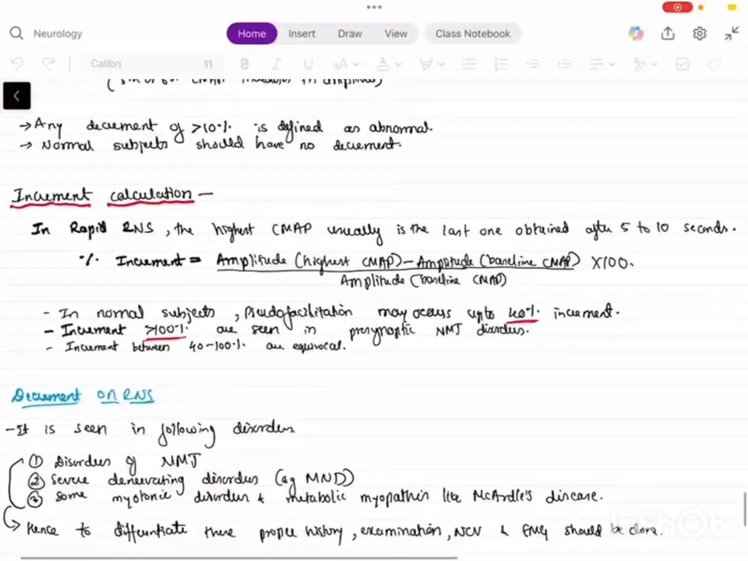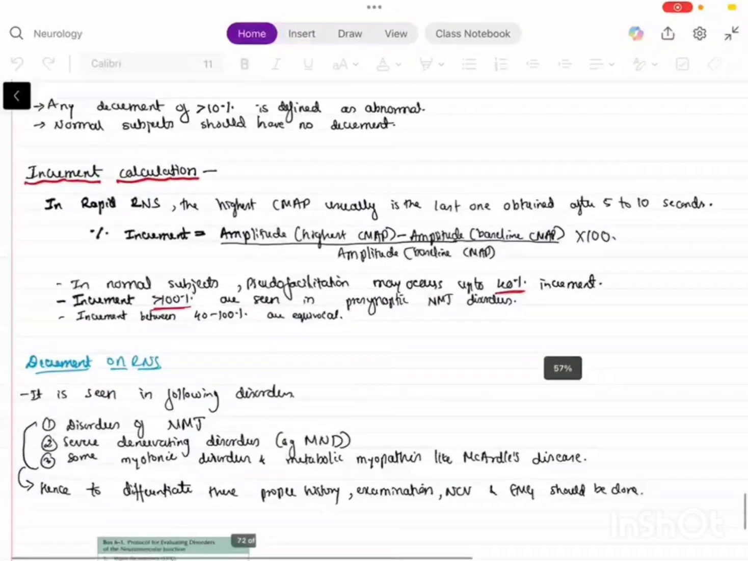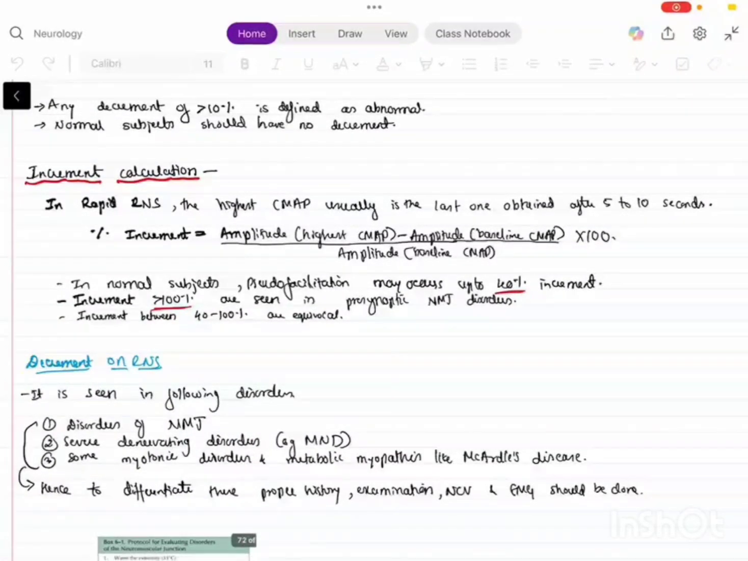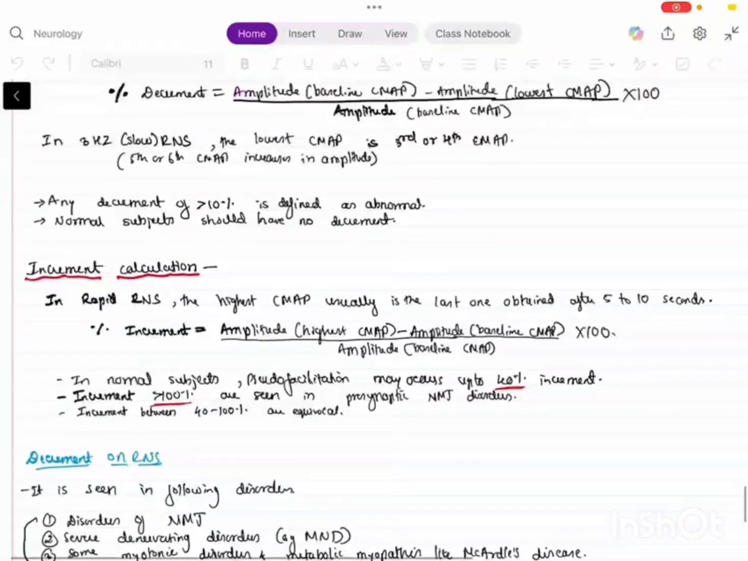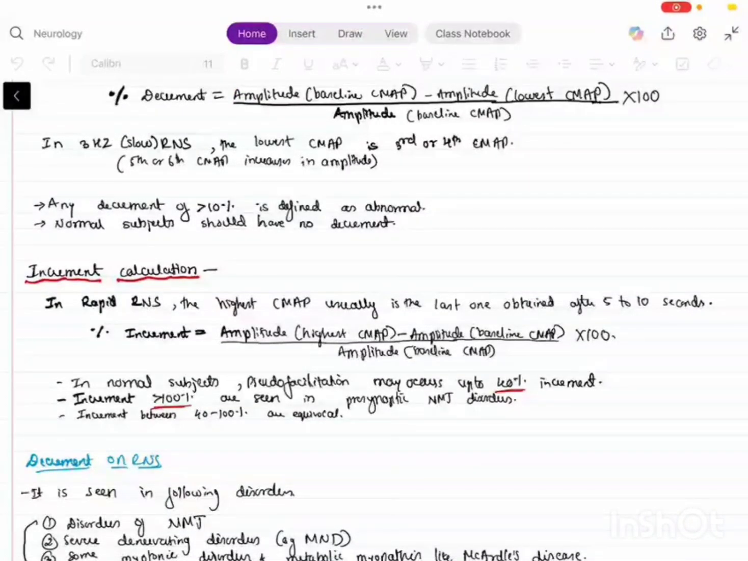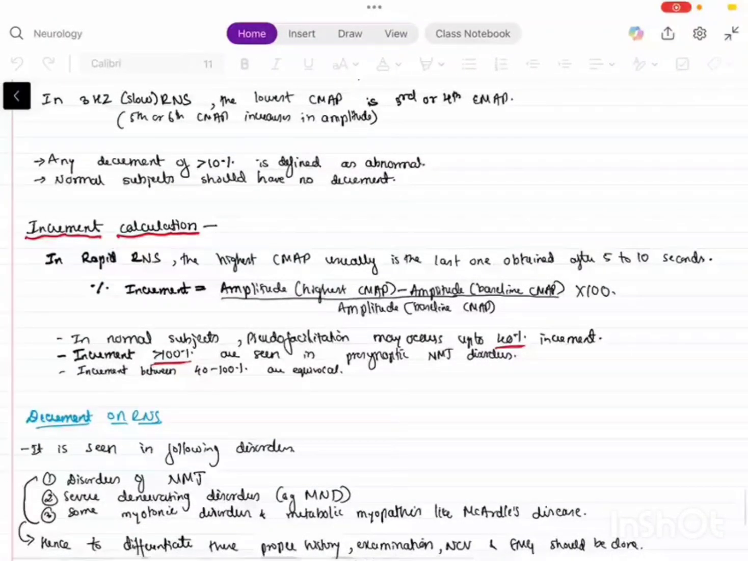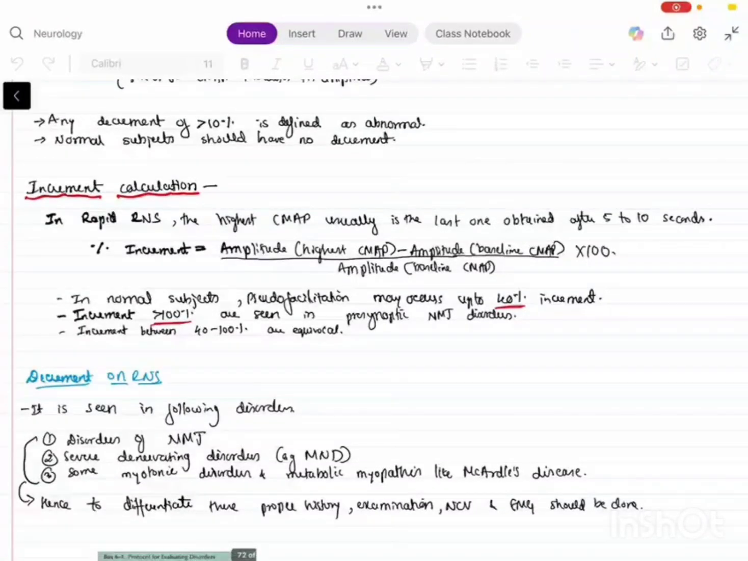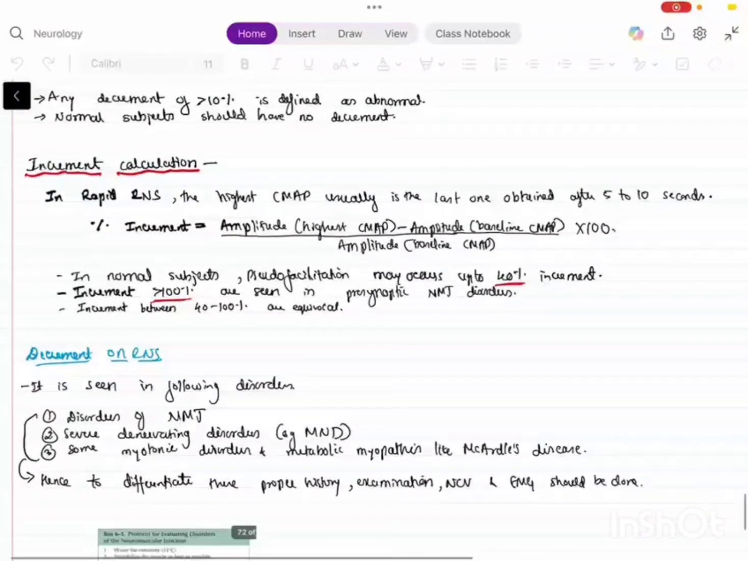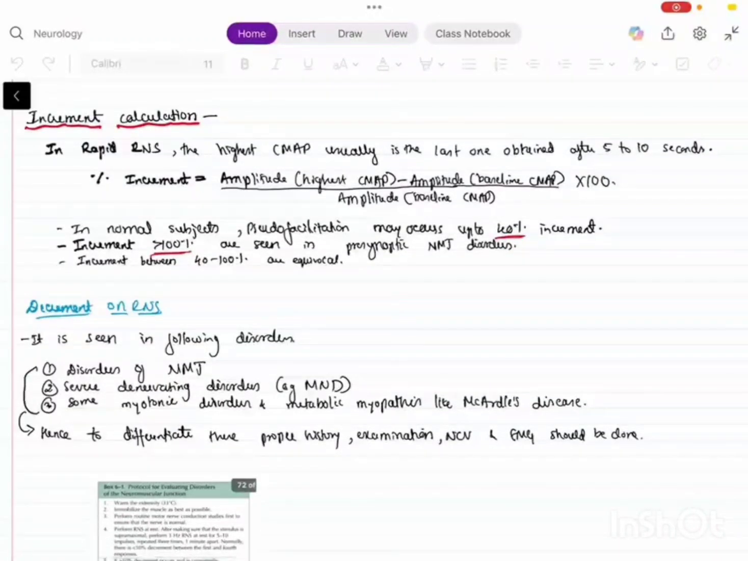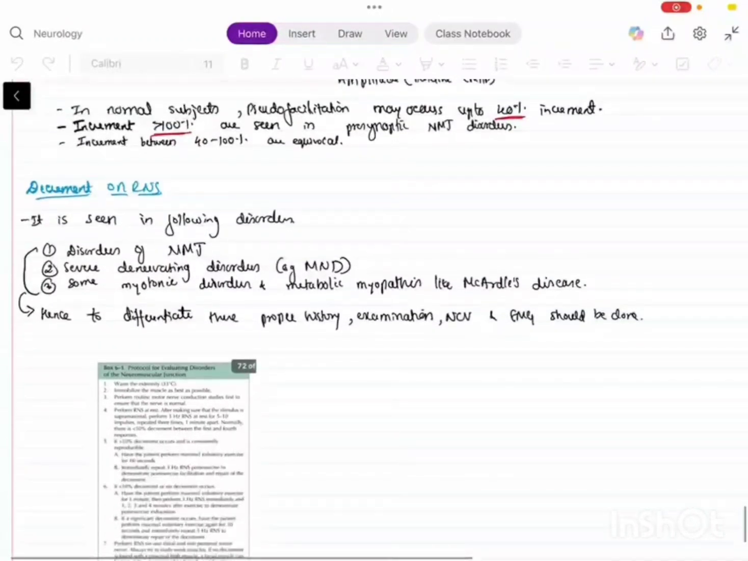How will you calculate increment? In rapid RNS, the highest CMAP is usually the last one obtained after 5 to 10 seconds. Percentage increment is the amplitude of the highest CMAP minus the amplitude of the baseline CMAP, times 100, divided by the baseline CMAP. In normal subjects, pseudofacilitation may occur up to 40% increment. This is in normal subjects I am telling. An increment more than 100% is seen in presynaptic neuromuscular junction disorders. Between 40 and 100% is equivocal.